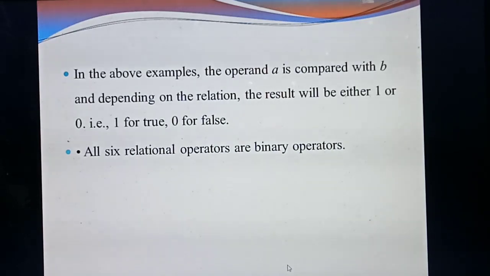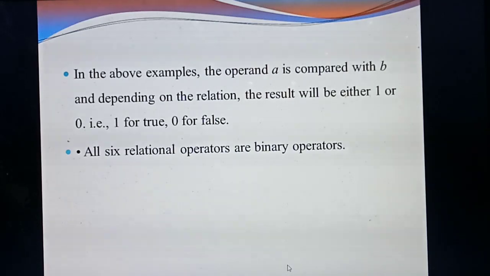What's the meaning of A less than B or A greater than B? It will compare the 2 operands. What are the operands? A and B. Sometimes A will be greater, sometimes B will be greater. So the answer will be either true or false. True means you will get the value 1, and false means you will get 0.